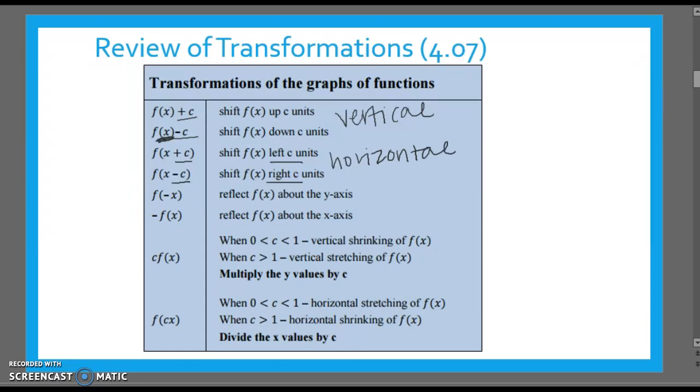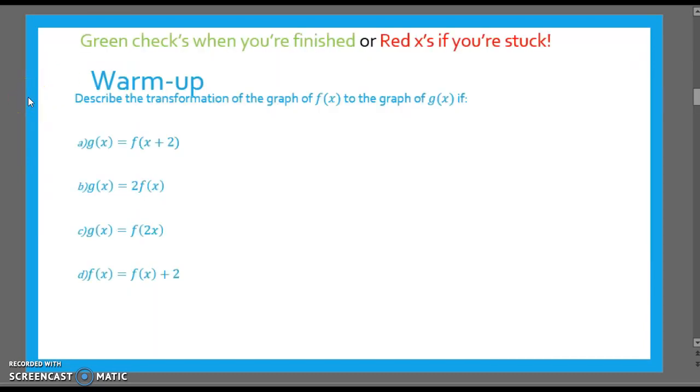Okay. And then reflecting, we're not going to get too much into reflecting, but we are going to talk about dilations and vertical shrinking and stretching, so compressing and stretching. If I multiply a function outside of the parentheses, that's a vertical stretch or compression. If I multiply something inside the parentheses, that's a horizontal stretch or compression. Okay, so just a reminder of what we learned last week.